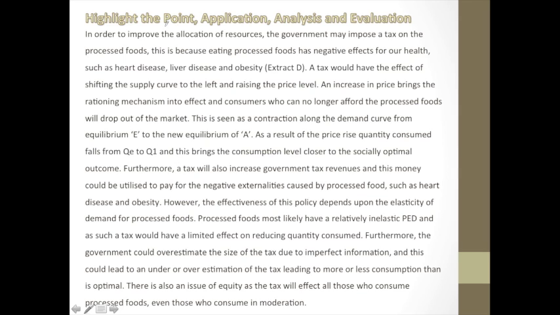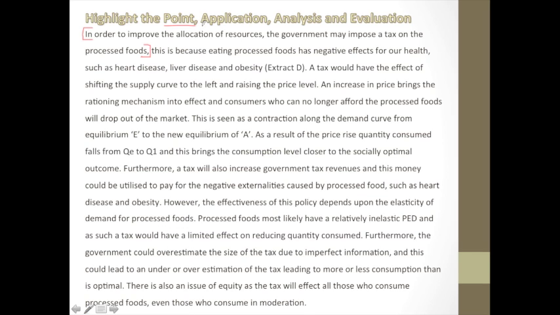Now we always start with our point, and our point here is, in order to improve the allocation of resources, the government may impose a tax on processed foods. That's our point. Everything that we do from here, application, analysis, evaluation, is going to build upon that point of view.